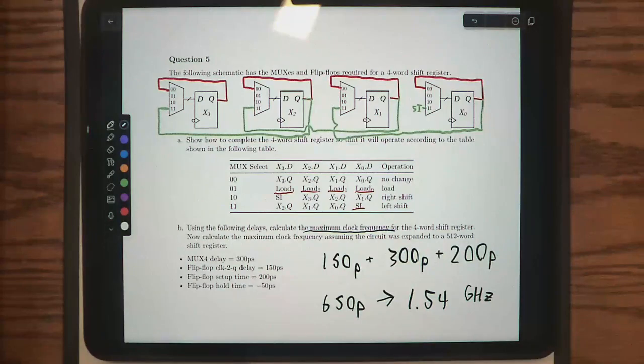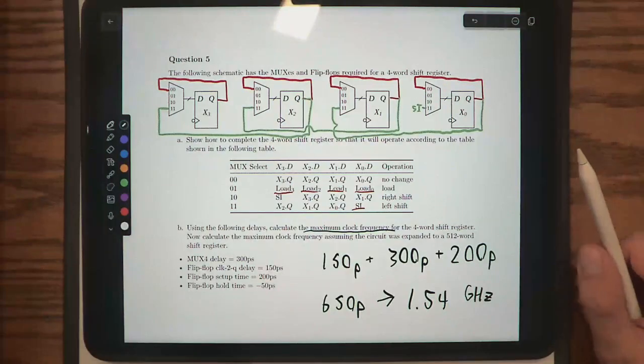Question: for the exam, you should know the relationship to picosecond? Yes, you should.